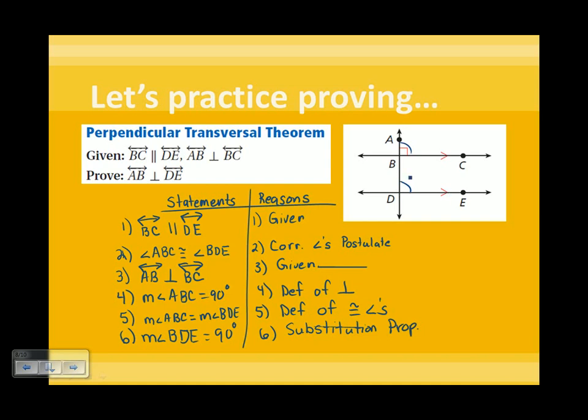So if angle BDE is also 90 degrees, then that means that line AB is also perpendicular to line DE by definition of perpendicular. And so we have just proven the perpendicular transversal theorem.